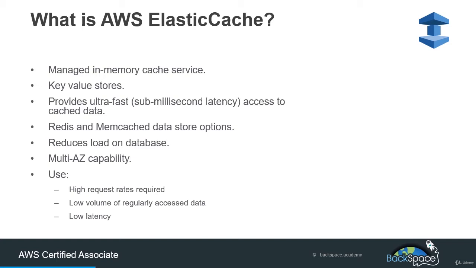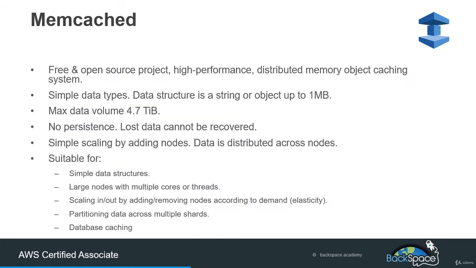It provides multi-AZ capability, and you would use it in situations where a high request rate is required. So if you need very fast access to your data and there is a high request rate for that data, you have a lot of users, and the volume of data is quite low but it's regularly accessed data, and you require low latency to that data. The first option available to us is the memcached engine.